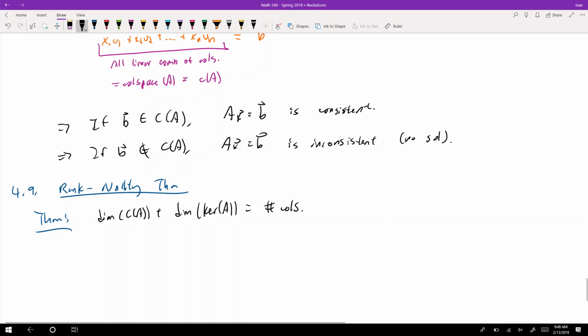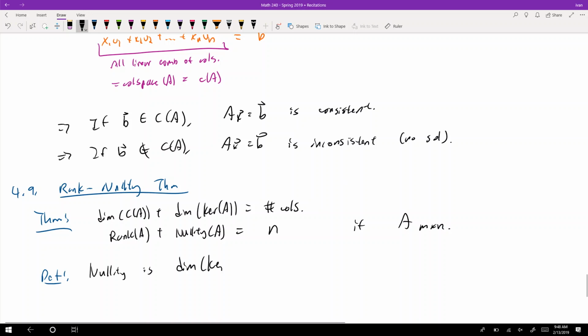But what is the dimension of the column space? It's the rank. And the dimension of the kernel, we call the nullity. And that's equal to n, if A is m by n. So, definition: nullity is the dimension of the kernel of A.